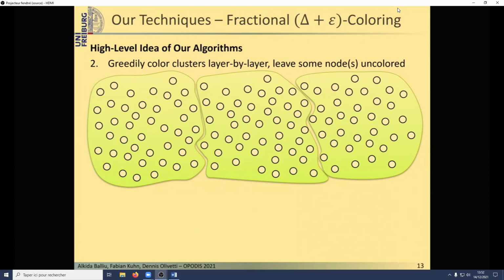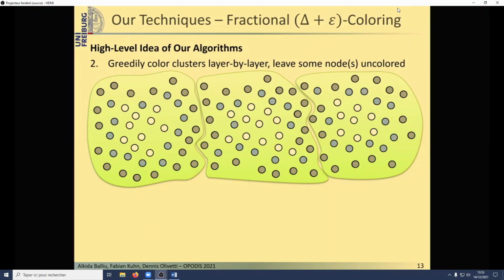So what we do in the clusters is we basically compute layers, or compute some center of the cluster, which can be an arbitrary node or set of nodes or whatever in the cluster. And then the layers are just the distance to this center. And then we just start from the outer layers and we color layer by layer.